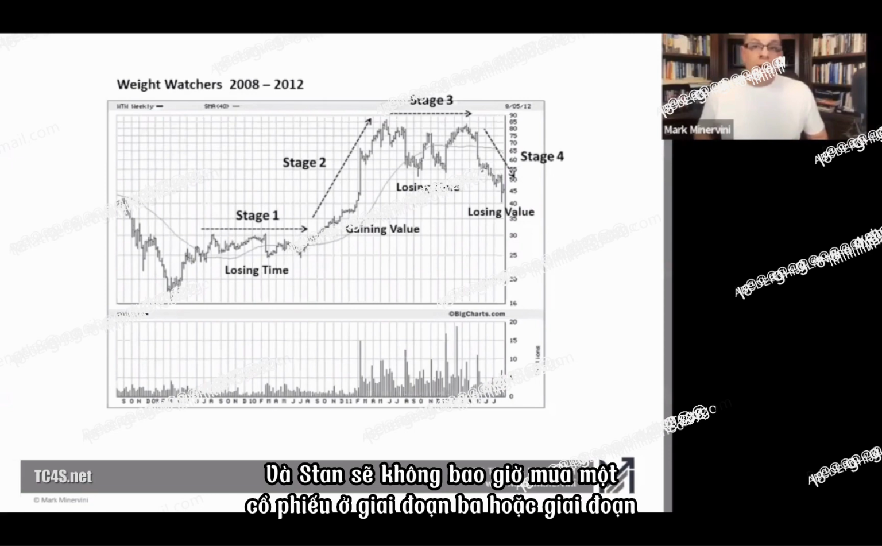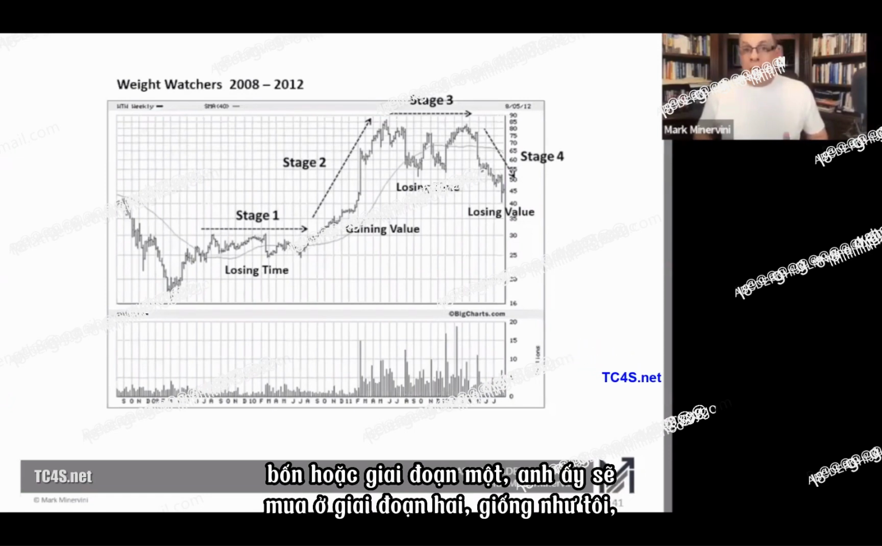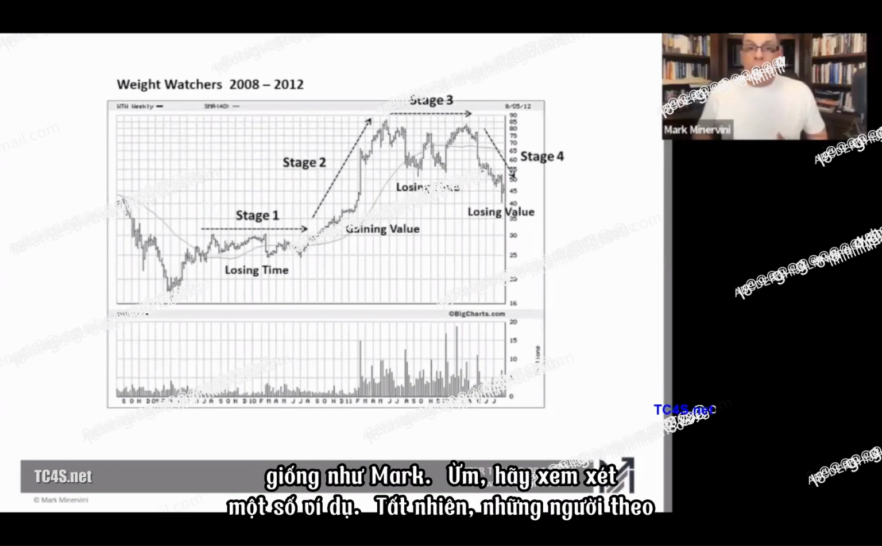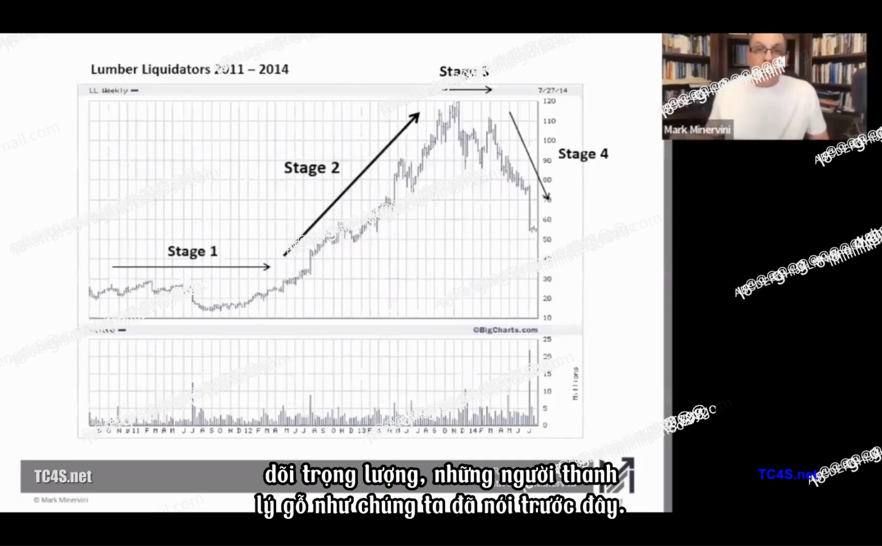And Stan would never be buying a stock that is in a stage 3 or stage 4 or stage 1. He's going to be buying in a stage 2, just like myself, just like Mark. Let's look at some examples. Weight Watchers, of course, Lumber Liquidators, like we talked about before.